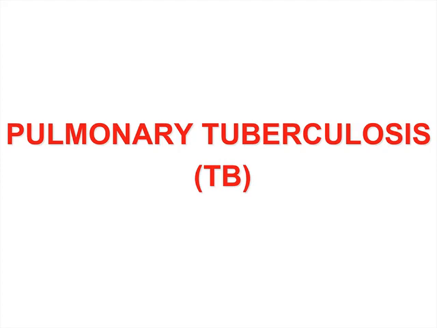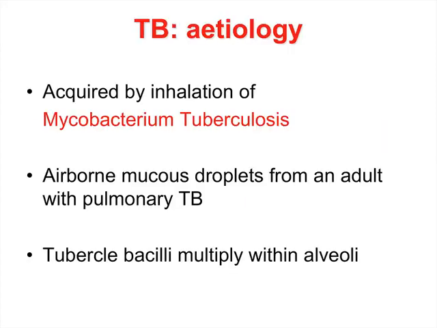Pulmonary TB remains one of the major illnesses afflicting children, and an estimated 1 million new cases occur annually worldwide. 60% of those are less than 5 years old. TB is acquired by inhalation of Mycobacterium tuberculosis, usually airborne mucus droplets from an adult with pulmonary TB. The TB bacilli multiply within the alveoli.